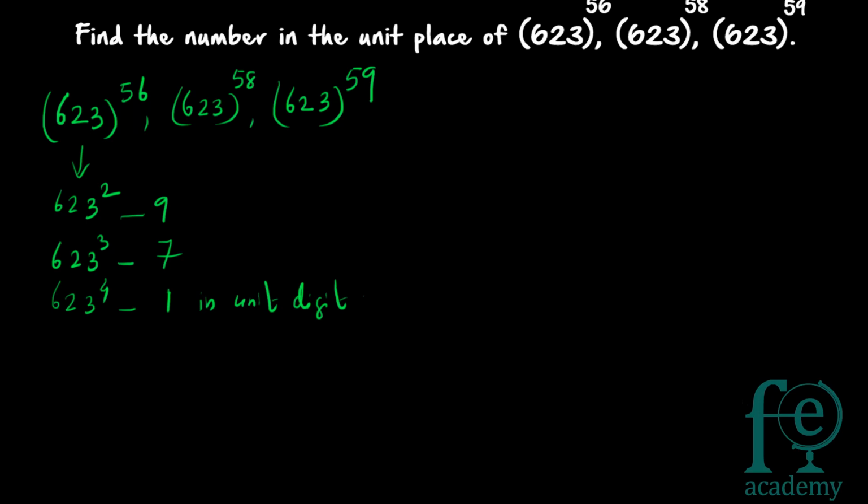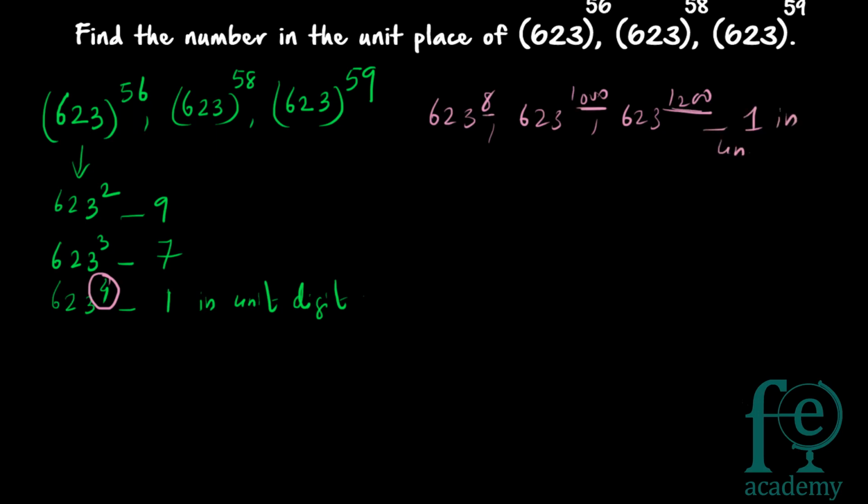You have to find out which power of 623 will be giving 1 in the unit digit. So here 4 is the power that is giving 1 in the unit digit. That means all the powers of 623 which are multiples of 4 will also be giving 1 in the unit digit. So 623 raised to 8, or 623 raised to 1000, or 623 raised to 1200, all the powers which are multiples of 4, also will be giving 1 in the unit digit.